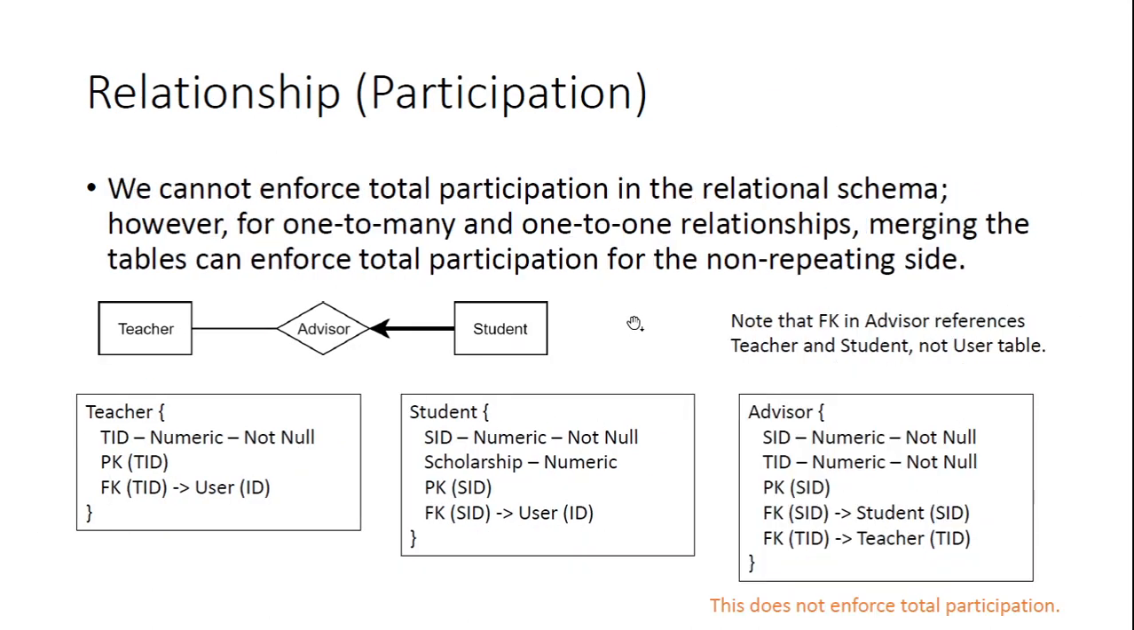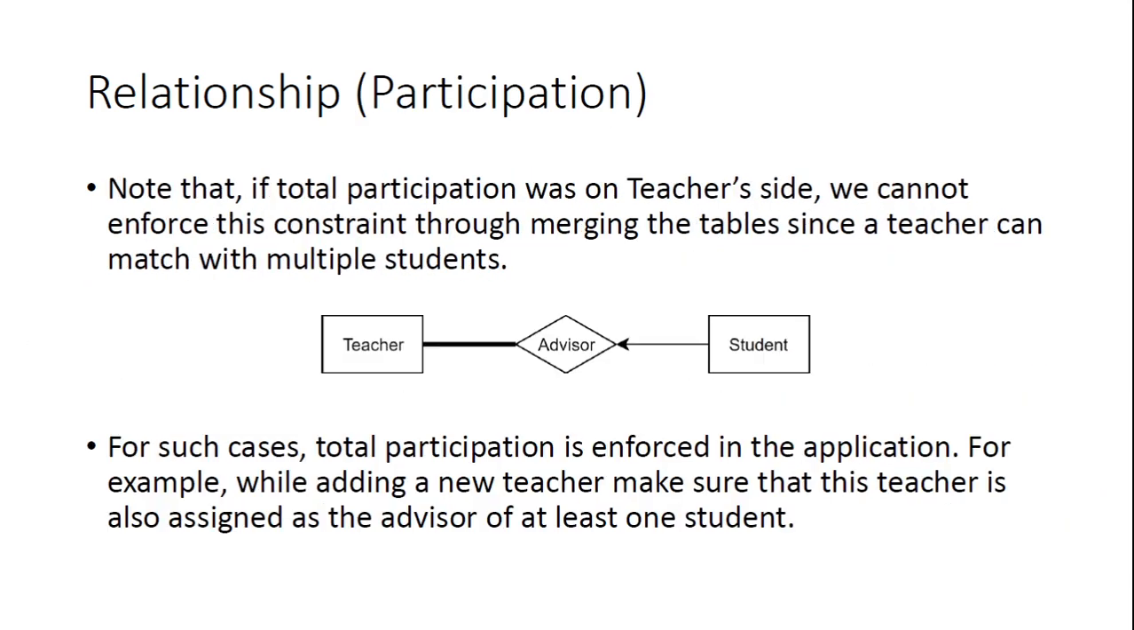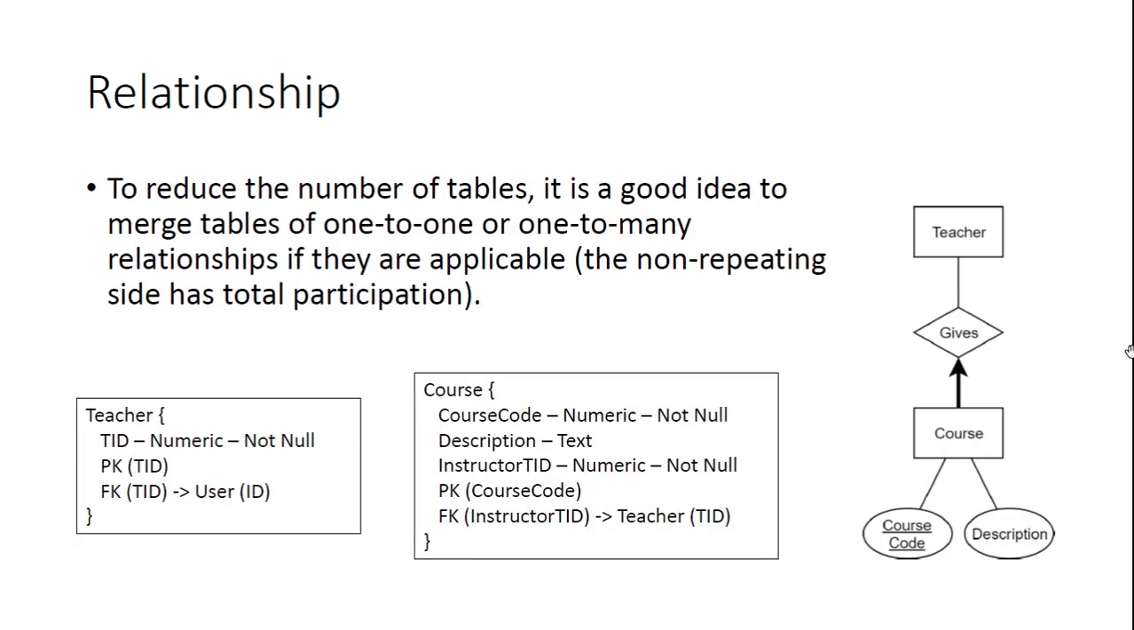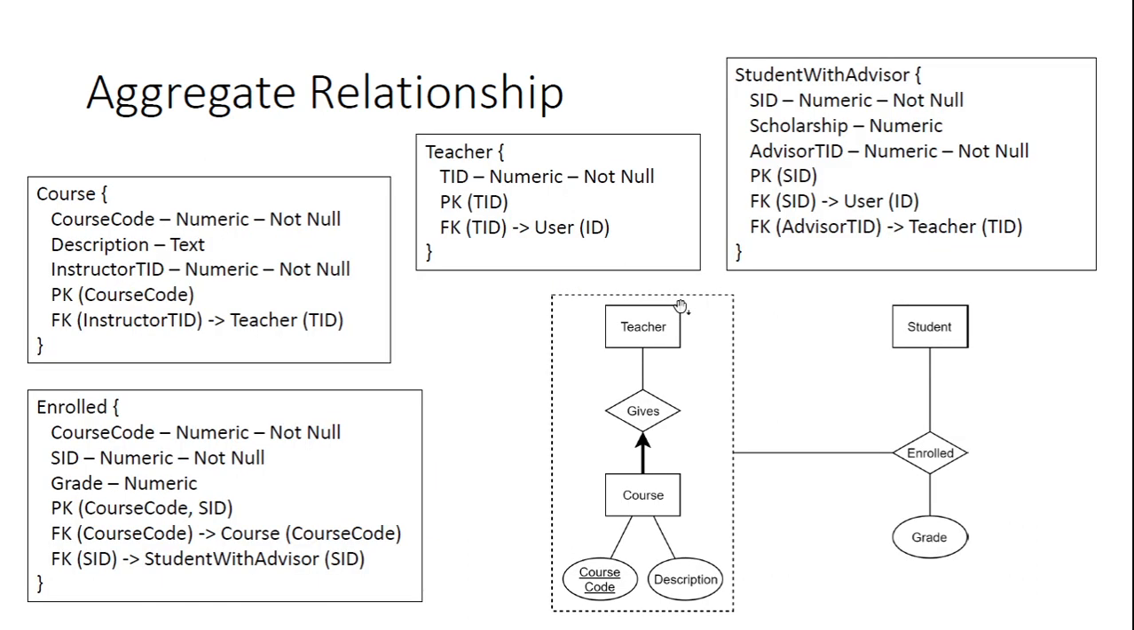If we go back a little, actually, sorry, this one. Remember, we combined the course and gives tables together, and the relationship is actually included in the course table. Because of that, our aggregate relationship enrolled is going to be connected to the course table. So this is going to be the relational schema for this example.